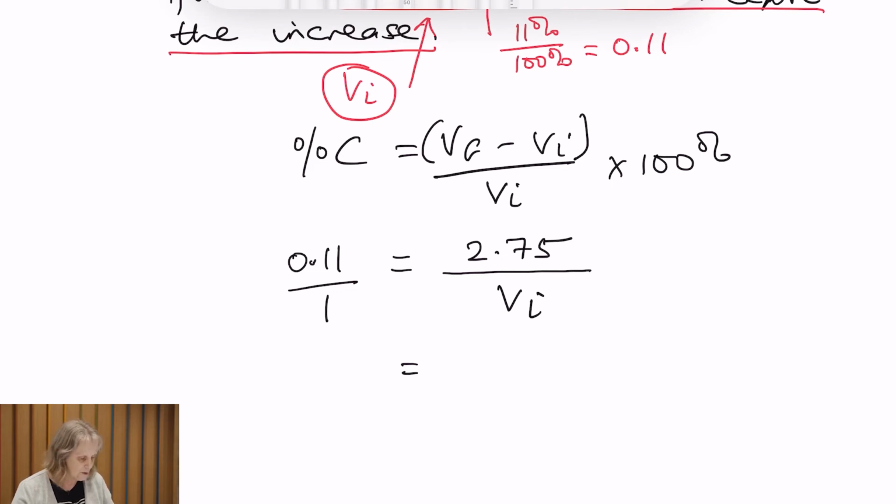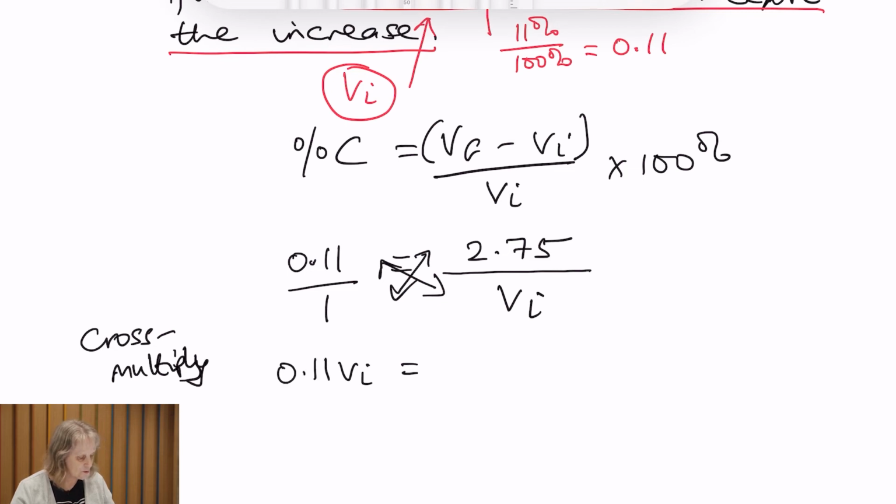And now we can do what we call cross multiply. This is a clever technique in math when we have a fraction equal to another fraction. So we can look at doing it either way, but 0.11 multiplied by V to the I is equal to 1 multiplied by 2.75, which is just going to give us 2.75 here.